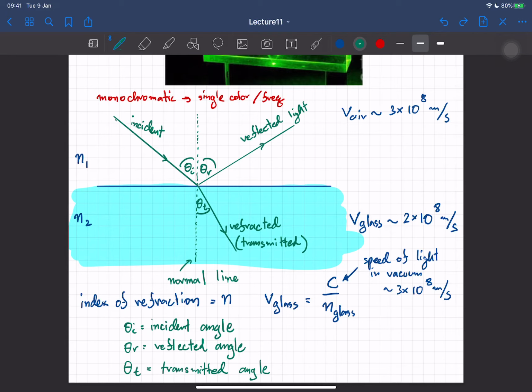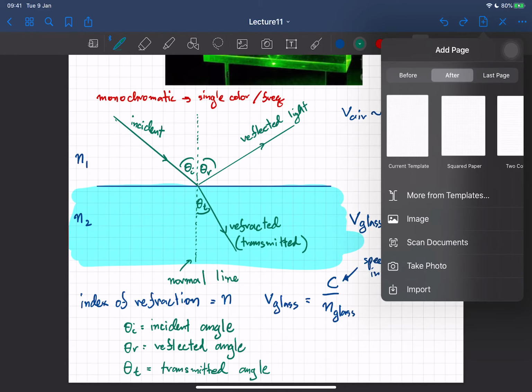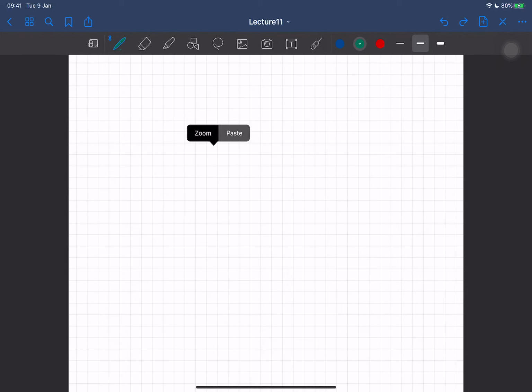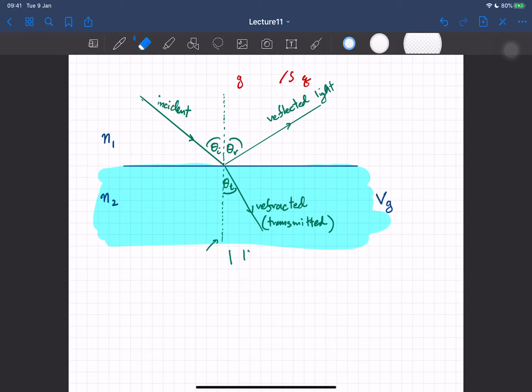So that being said, I probably need to copy this, and then go to the next page. Okay, good enough, something like this. So you know all the angles defined in the earlier page.